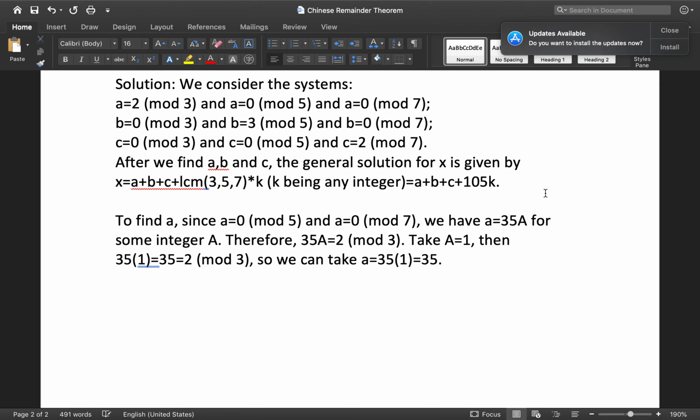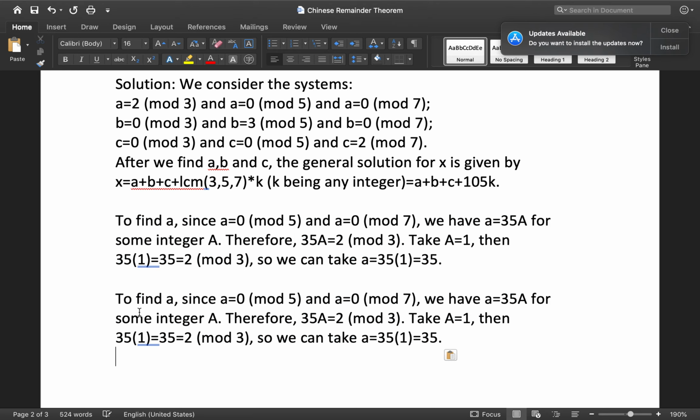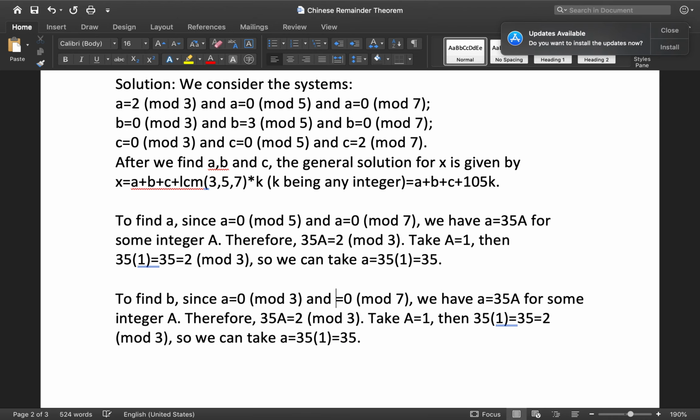Actually everything is very similar. So let me just copy this part. Now, instead of finding a, if you want to find b, now you look at b. So b is congruent to 0 modulo 3, so I have to change this. And then b is congruent to 0 modulo 7, so I change that.